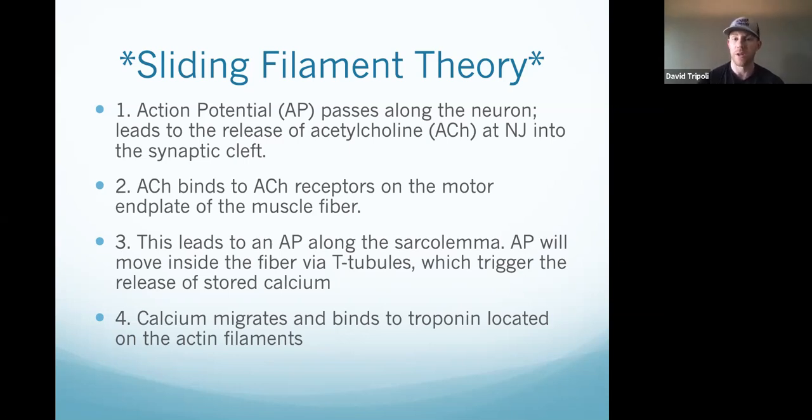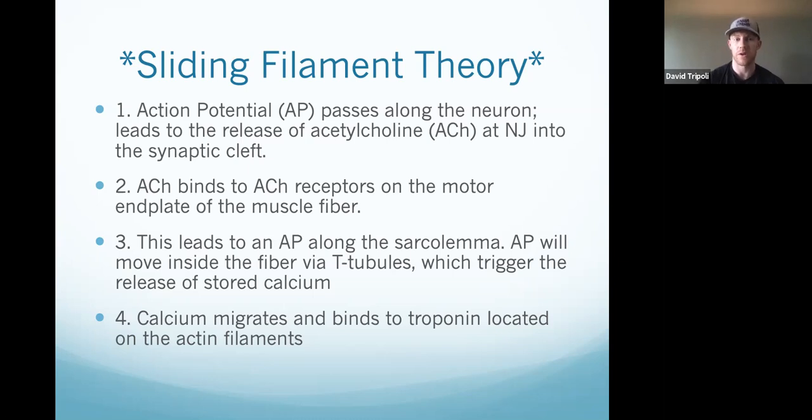An action potential passes along the neuron. So that's your electrical signal. It leads to the release of something called acetylcholine at that NJ, so that junction between the nerve and the muscle cell. That acetylcholine binds to the receptors on the motor end plate, so the end of the muscle fiber. That leads the action potential along the sarcolemma. So we're inside the muscle cell.